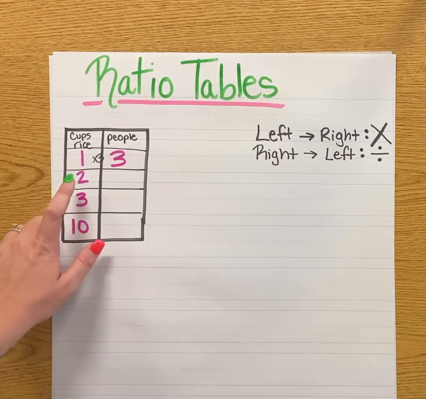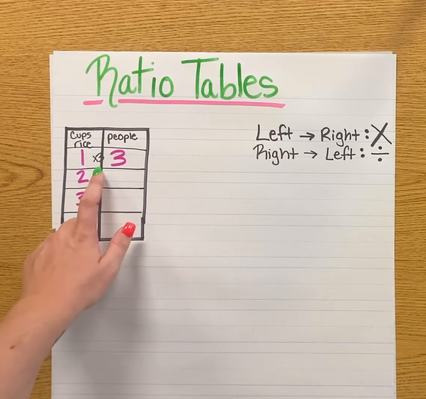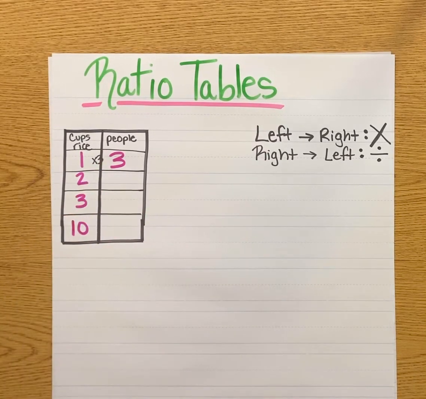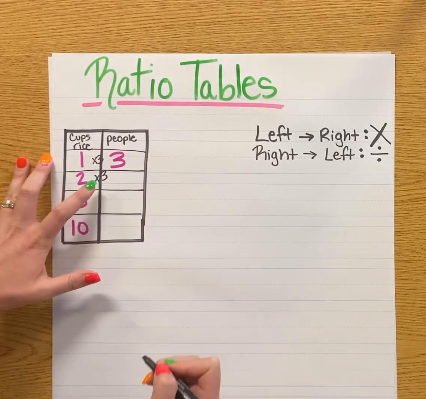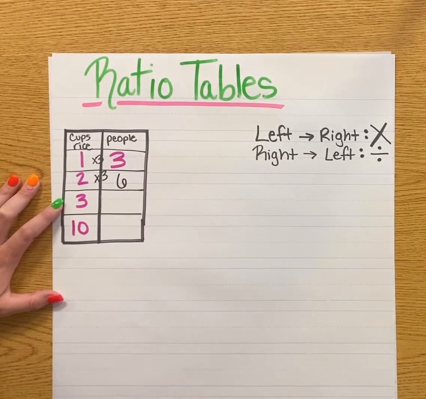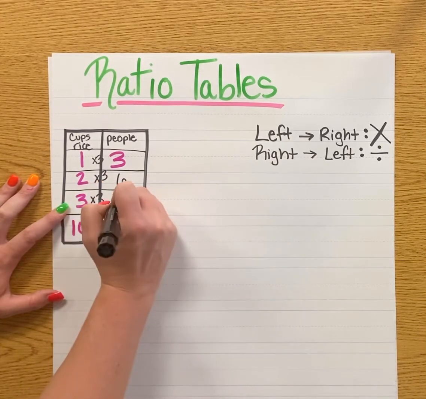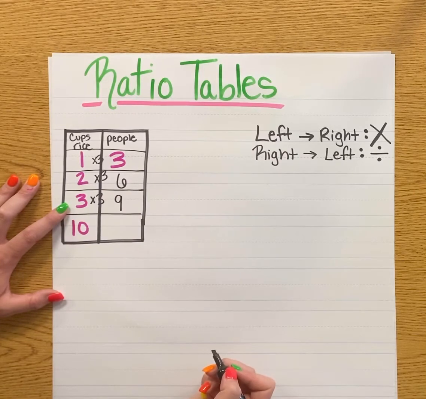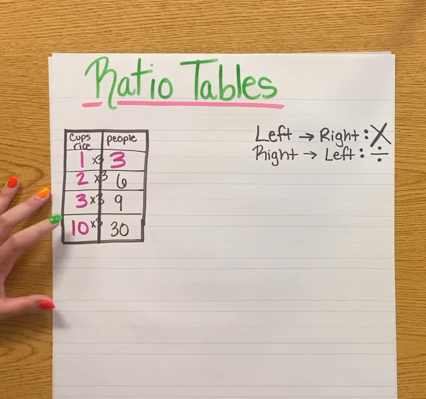Now, if I have 2 cups, remember, I'm going to keep that same multiplication fact because I'm doing proportions. When you have a table, you're really finding equivalent ratios. So I would have to do the same thing. 2 times 3 gives me 6. 3 times 3 gives me 9. 10 times 3 gives me 30.